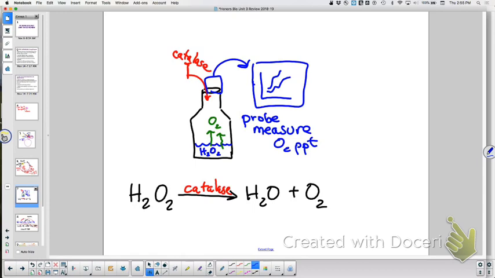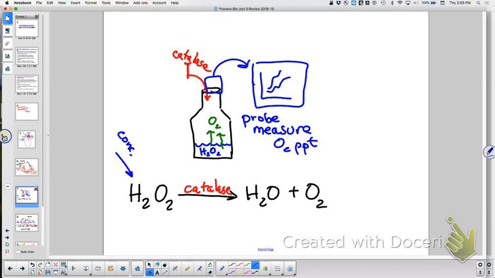Now we could change this all different ways. Now in our experiment, what we changed was one of the things that could be the independent variable could be what? Yeah, the concentration. What we would assume, what would we assume? The more hydrogen peroxide we had, the more oxygen, the dependent variable, right? That's what we would assume.